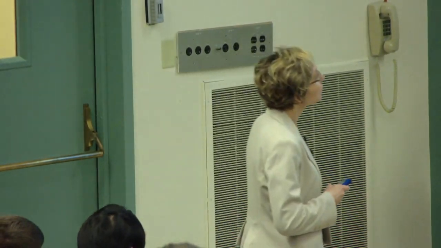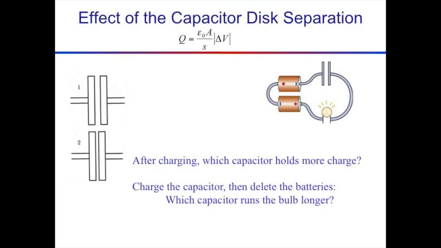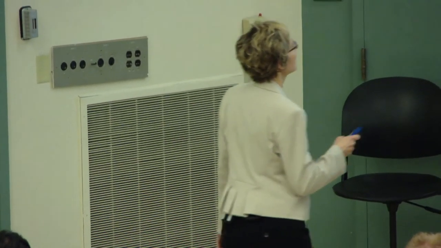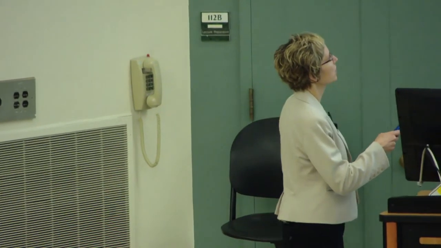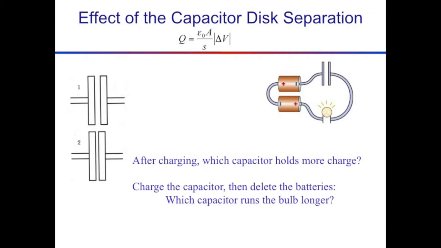Now, I can also think in terms of disk separation. If I go back to the equation for the charge that ultimately gets stored on the capacitor, it is epsilon naught A over S times the voltage difference. S here is the separation between the plates. For a large separation versus a small separation, with the large separation I'm going to have less charge stored.